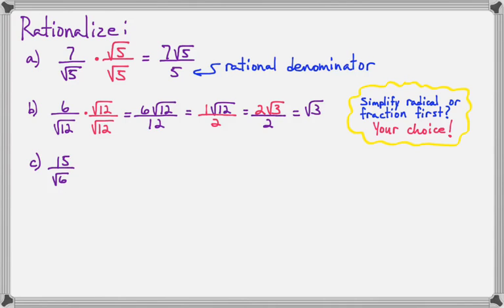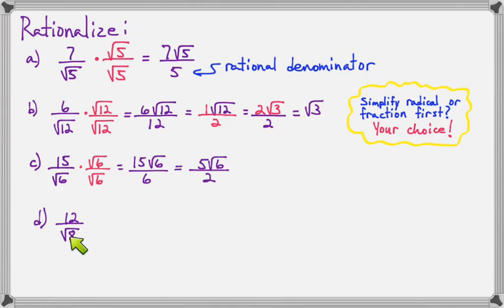Okay, 15 over square root of 6. Let's rationalize. So we're going to get 15 square root of 6. And in the denominator, square root of 6 times itself gives us 6. This radical cannot be reduced. However, 15 over 6, both of these numbers can be divided by 3. So that will leave us with 5 square root of 6 over 2.